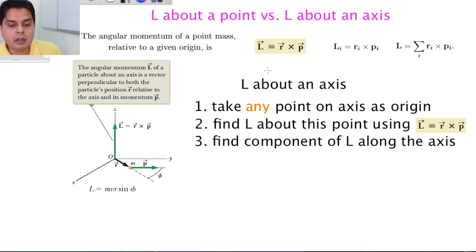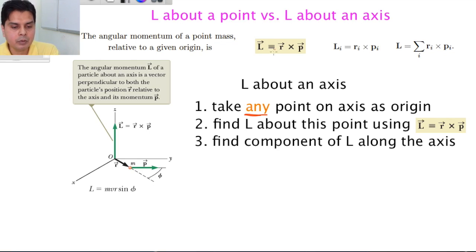Now if somebody says, find out the angular momentum about an axis, suppose L about the z axis, there are three steps. Number one, take any point on the axis as origin. Now mark my word, any. It means I can take any point as origin. Number two, find L about this point using the formula L = r × p. Then third step, you find the component of this L along the axis. So this is a three-step process to find L about a particular axis.